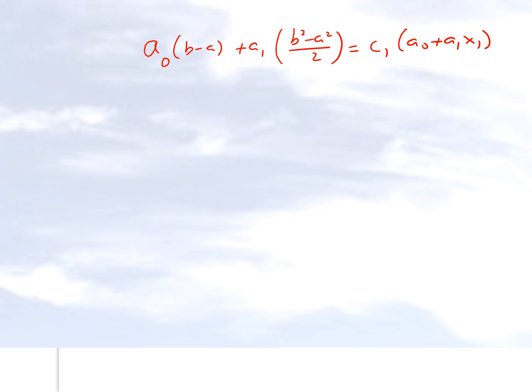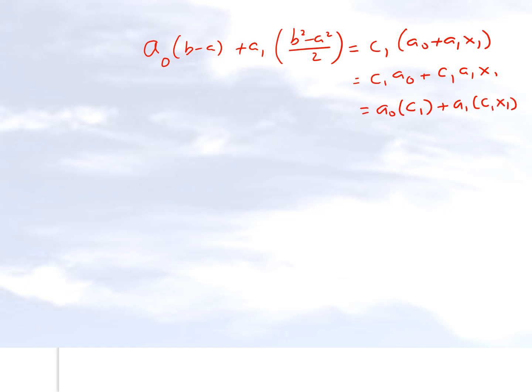We get a naught times b minus a plus a1 times b squared minus a squared by 2 equal to c1 times a naught plus a1 x1. So one may say that, hey, I got two unknowns, c1 and x1, but I only have one equation. So how am I going to find those? Maybe a little bit of manipulation will help, and you'll see why I'm doing this manipulation. I'm going to get the coefficients of a naught from here, the coefficient of a1 from here.